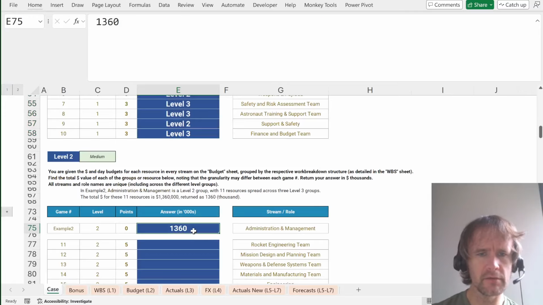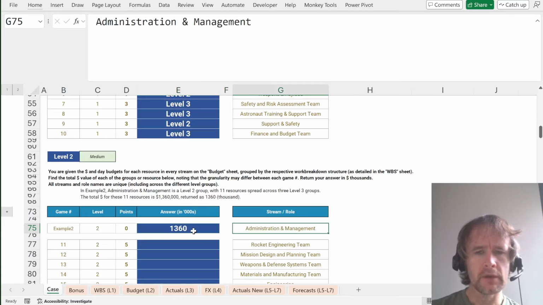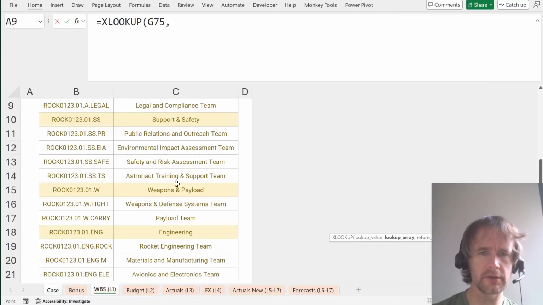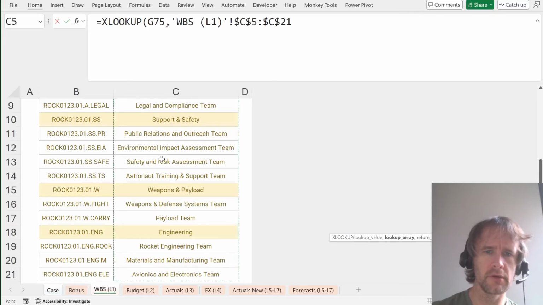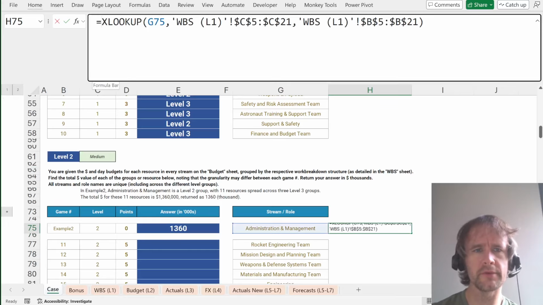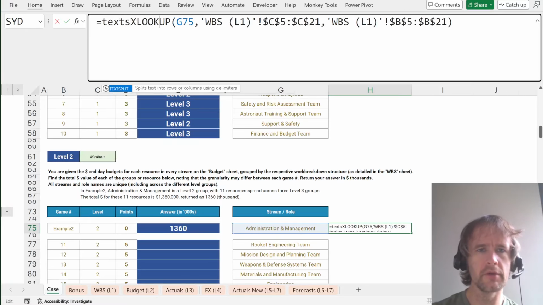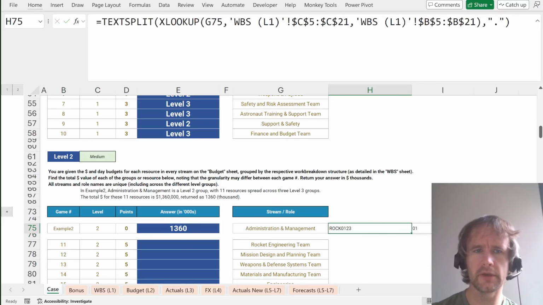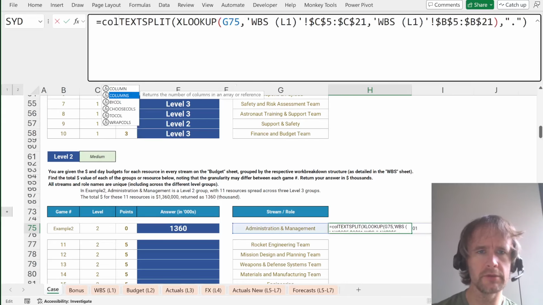So then answer in thousands, got it. I suppose there are ways you could do it otherwise, but let's do this. Let's look these up, figure out where they belong. Actually, it doesn't matter. Another option to figure this out would be to text split that by dot and see how many columns it comes out to.